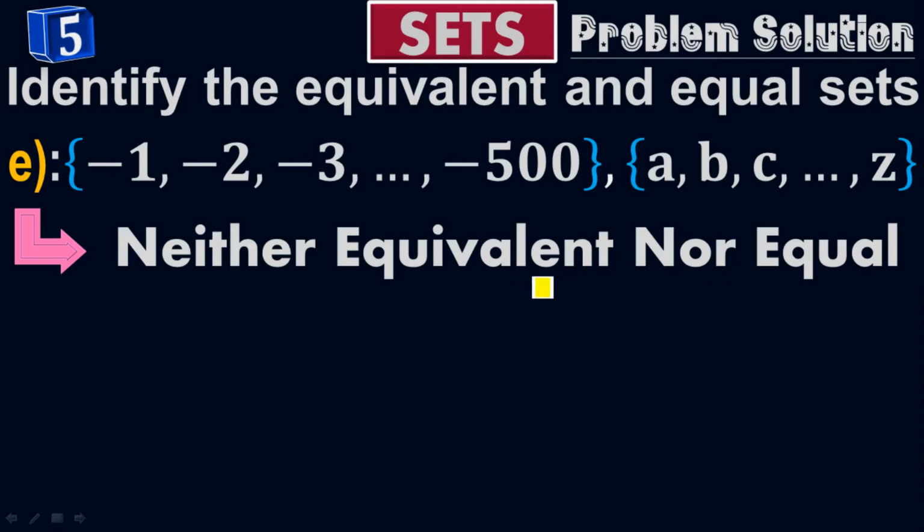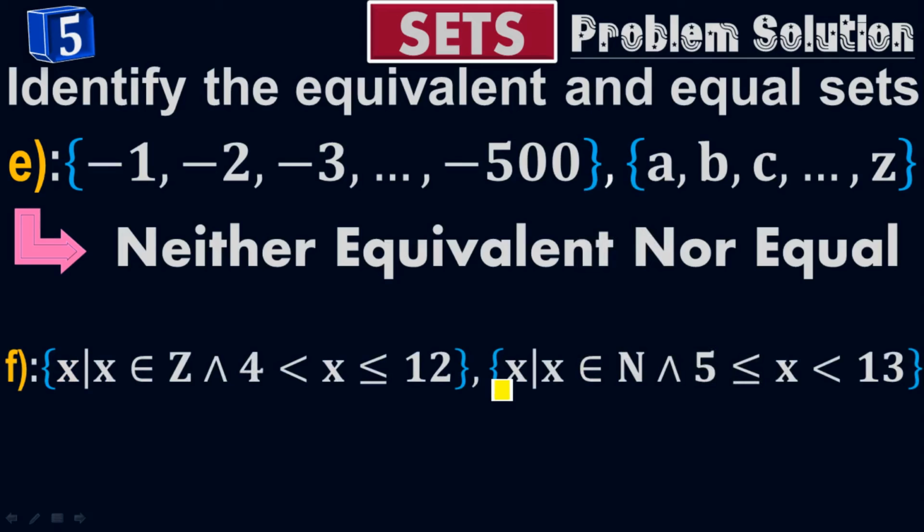They are neither equivalent nor equal sets. F. Again, we have a pair of sets. The first set is the set of all x where x belongs to integer and x is greater than 4, equal to or less than 12. The second set is the set of all x where x belongs to natural number and x is equal to or greater than 5 and less than 13.